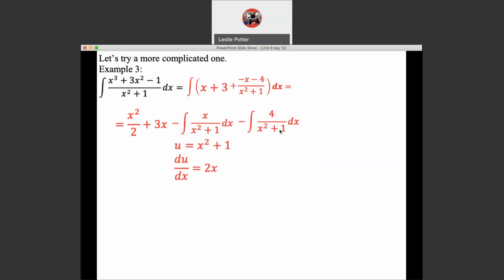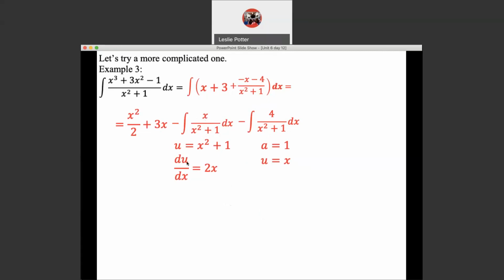So this is where the inverse trig function is going to come into play. So we're going to have an a of 1. It's right here. That's the 1 squared. And we're going to have a u of x. So this is our u squared plus a squared, in that pattern of inverse trig functions.